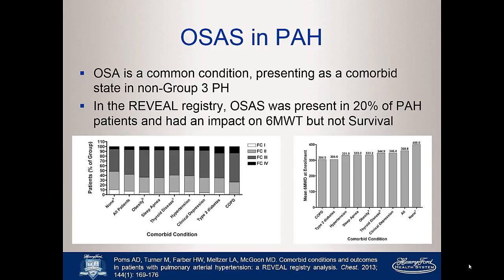So again, when we look at it that way, we talk about comorbid states, but we have to look at obstructive sleep apnea in PAH also and try to figure out what's driving what. When we look at obstructive sleep apnea itself in PAH patients, it was present in the REVEAL registry in 1 in 5 patients. If you look at the functional class that they present at, the sleep apnea patients do present with somewhat of a worse functional class. Their 6-minute walk distance is somewhat low, however, it was not found to impact survival.